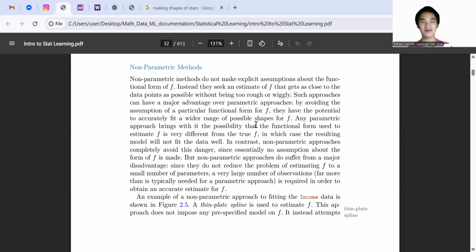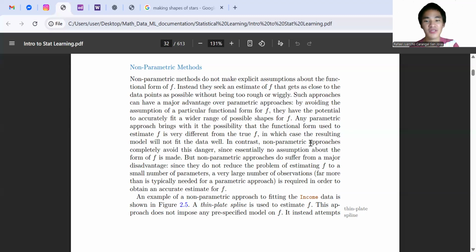If we had varying data, this is a better method to use for analyzing data. Any parametric approach brings with it the possibility that the functional form used to estimate f is very different from the true f. So if we do a parametric method, there's always that possibility that the estimated f is different from the true f. And in this case, it would result in the model not fitting the data well.